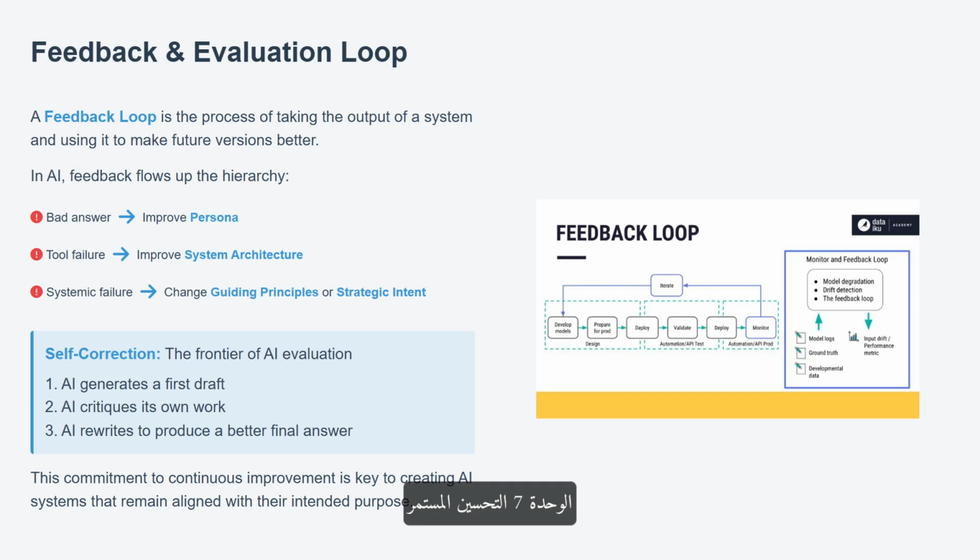Module 7, Continuous Improvement, Feedback and Evaluation Loop. A system is only as good as its ability to learn from its mistakes. This final module explores the most important part of the control hierarchy, the feedback loop that flows from the bottom all the way back to the top. Welcome to Lesson 7.1, The Role of Feedback Loops.